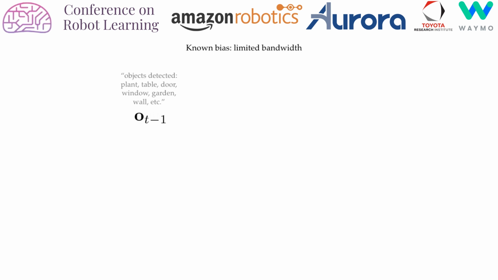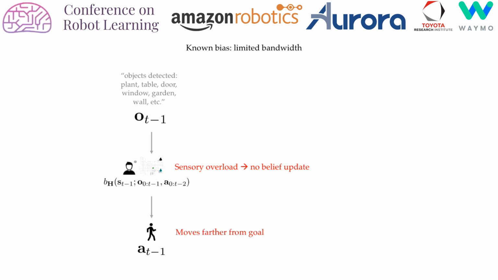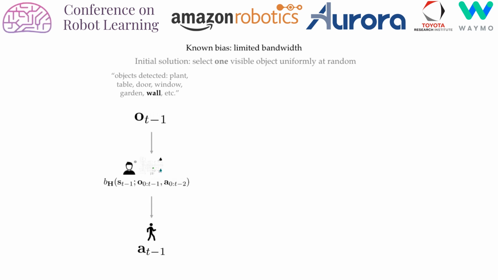In the first set of experiments, we assume the user is primarily affected by limited sensor bandwidth. Consider the navigation with visual impairment setting described earlier. The assistant might detect many different objects in the scene, but if the assistant were to simply tell the user about all of them, the user would be overwhelmed and may not be able to incorporate the new information and move toward their target. A simple initial solution to this problem is to inform the user about just one of the visible objects selected uniformly at random at each time step.